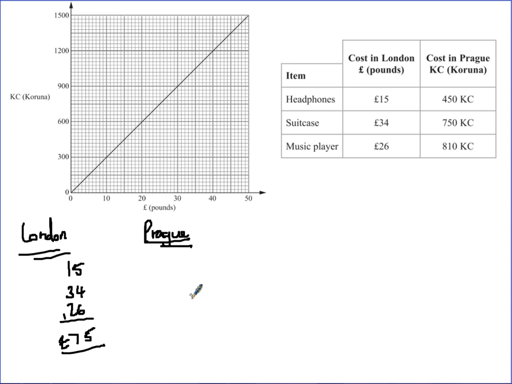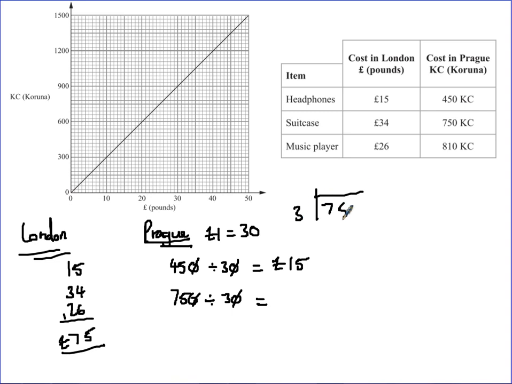So if we've got £1 is 30 korona, then what we're going to do is divide all these numbers here by 30. So if I take my 450 and divide it by 30, in effect I can take my noughts off, and that then gives me £15. 750 divided by 30, again the noughts can disappear. 75 into 3, again if you're not sure, little division up top. 3's into 7 go 2, 3's into 15 go 5, so that's £25. And then we've got 810 into 30. Again, this time it's 75, it's 2 more 3's on top, so it's going to be £27.